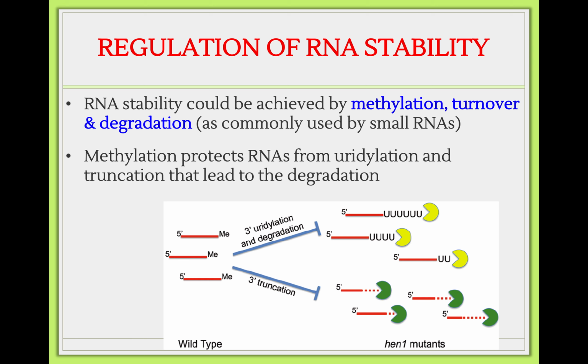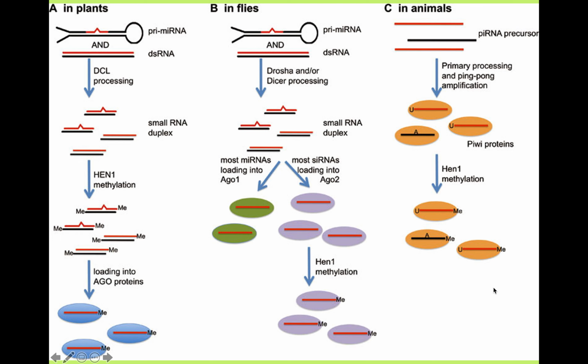RNA stability could be achieved by methylation, and through only these three processes: methylation, turnover, and degradation. Degradation, of course, is commonly used by small RNAs. We'll go through each and every one of them. Methylation protects RNAs from uridylation and truncation that lead to degradation, as you can see here. This is in plants, in flies, and also in animals. It is done differently in each: the RNA is methylated, but methylation occurs differently and with other proteins involved as well.